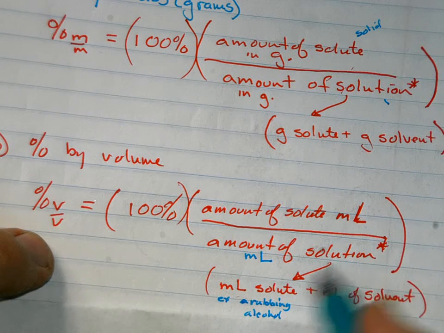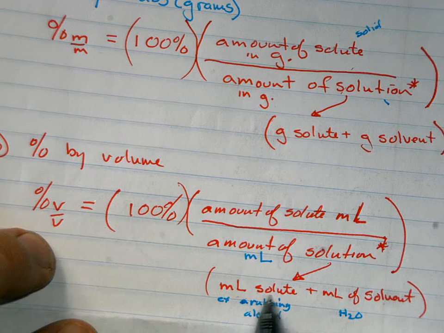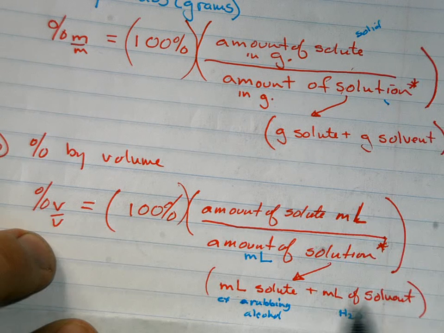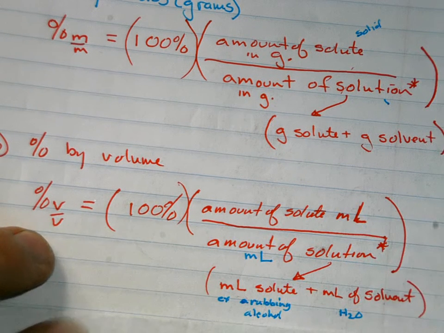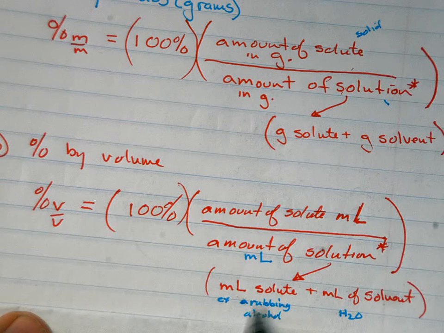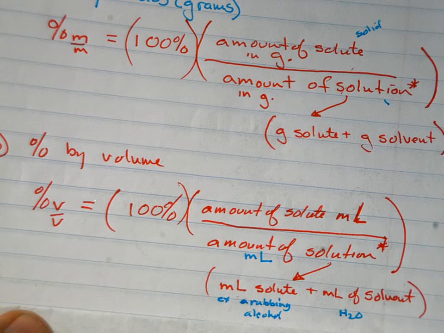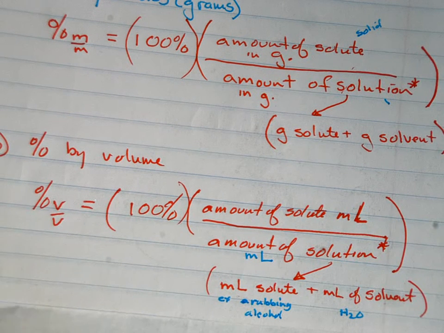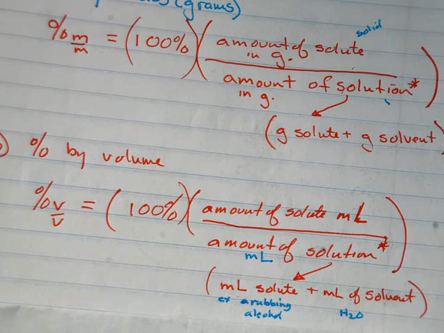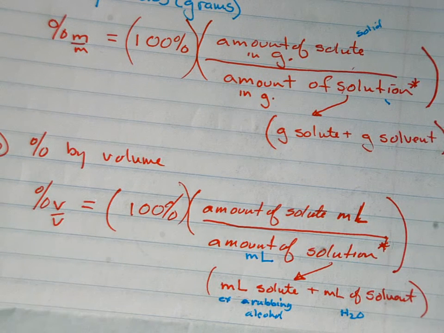And we're going to define this again as milliliters of solute plus milliliters of solvent will equal the solution. And I put the example, like maybe you've got the rubbing alcohol added to water. So both of these equations are the same. So when we get quizzes or tests, you don't have to have both memorized as long as you know what one is. I think we usually give you those equations.